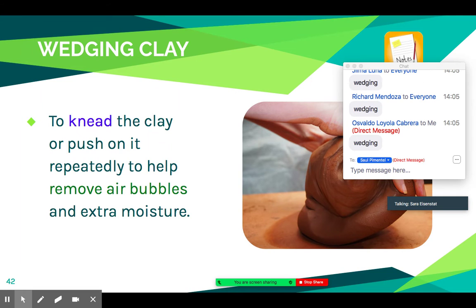All right, once you got the definition of wedging, which is repeatedly pushing the clay on a hard surface to remove air bubbles and moisture, type it into the chat.